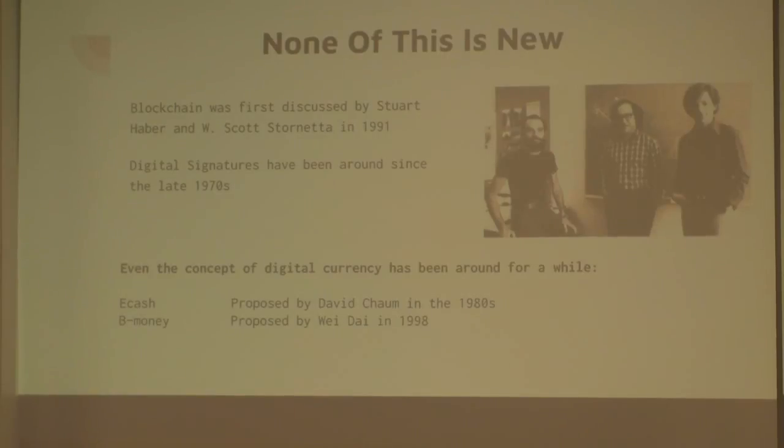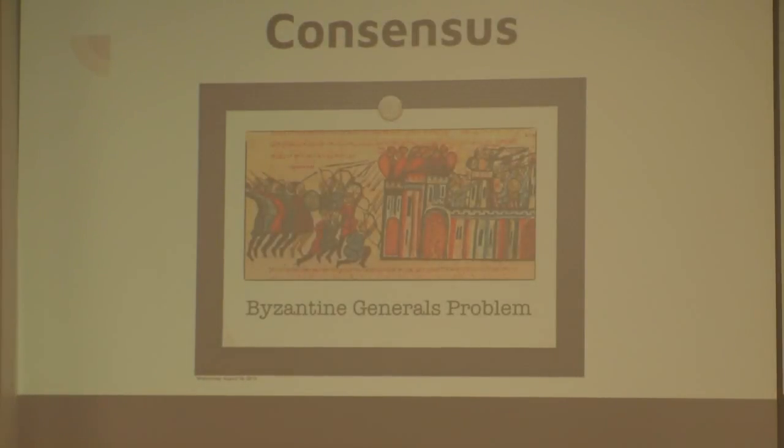Even the concept of digital currency has been around for a while. There was something called eCash that was around in the 80s and 90s, and then something called B-money that was proposed by a guy named Wei Dai in 1998. So again, all this has been around. So the question is, so what's the big deal? And the big deal is that, like everyone here was asking, how do you make this work? Right? How do we form a consensus?